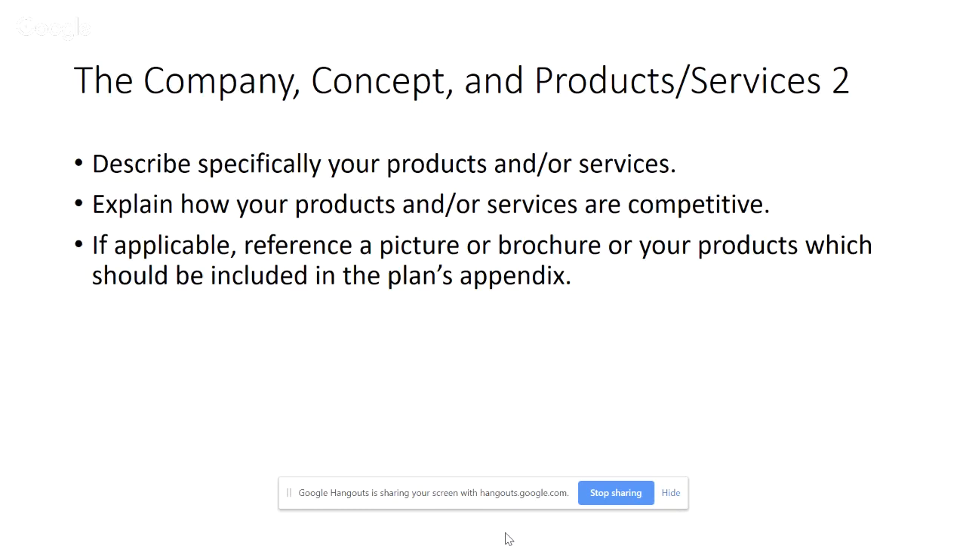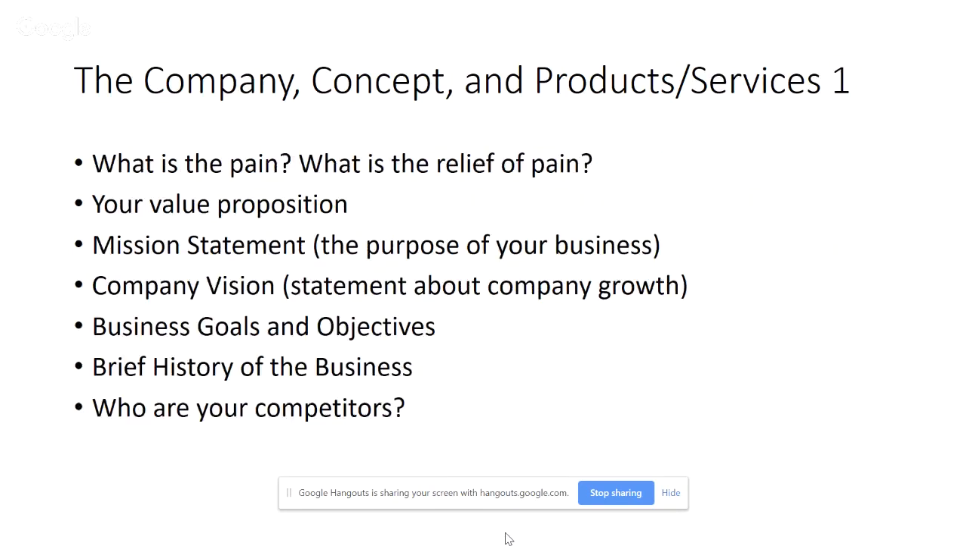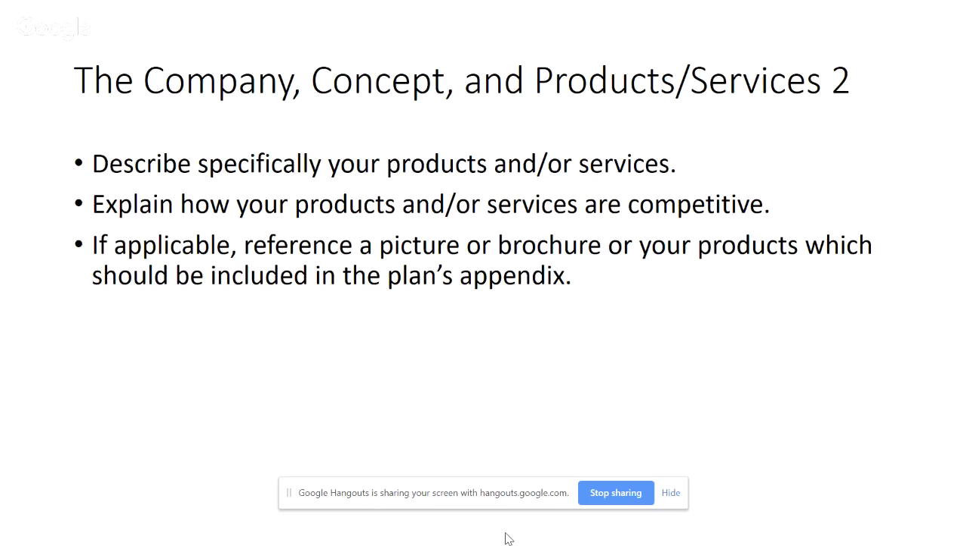Oftentimes, it's also good to have a matrix that summarizes what your products and services really offer. And you also want to explain how your products and services are competitive, why they're better than your competitors. Hence, when I talk about who your competitors are, here's the thing: a lot of times people confuse who the competitors are. A competitor is not only the person or company selling the same product or offering the same service you are. Your competitor is the one who addresses the same pain that you are addressing. So it's maybe the same product or service that you're offering, but also the next best alternative.